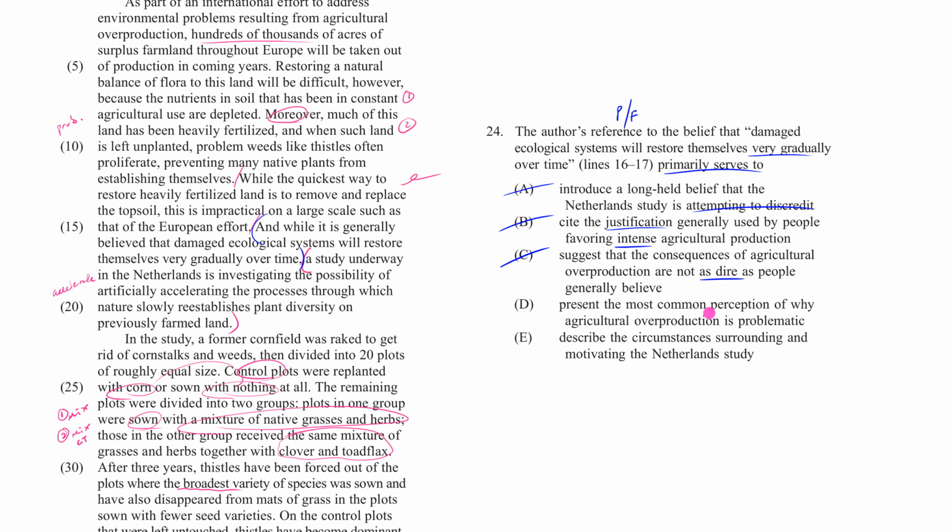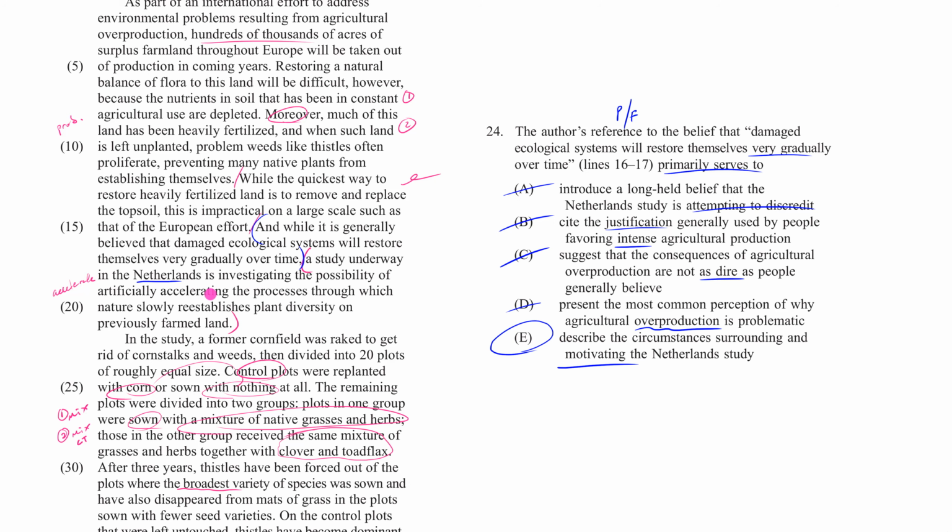D says, present the most common perception of why agricultural production is problematic. Do you know why agricultural overproduction is problematic? I'm not sure I know. Maybe it's because you're using up the land too quickly and the next generation will run out of arable land. Maybe that's a problem? But this has nothing to do with this, right? E says, describe the circumstances motivating the study. That's right. That's what we've been saying ever since we started looking at the question stem. It's to tell us why the people in the Netherlands are doing the study in the first place.